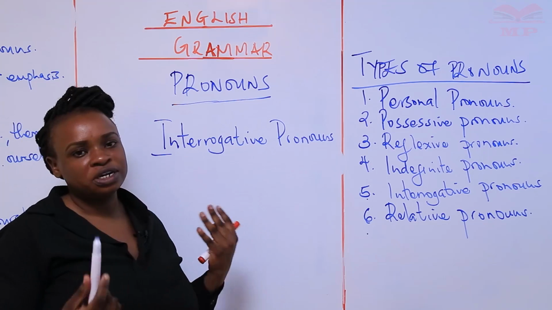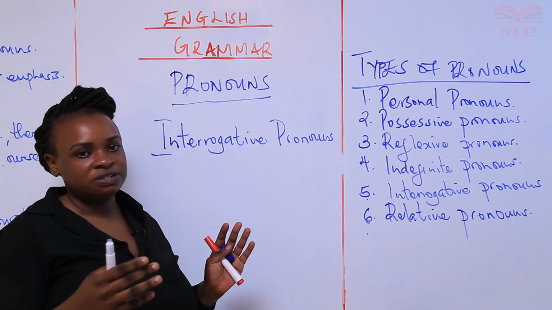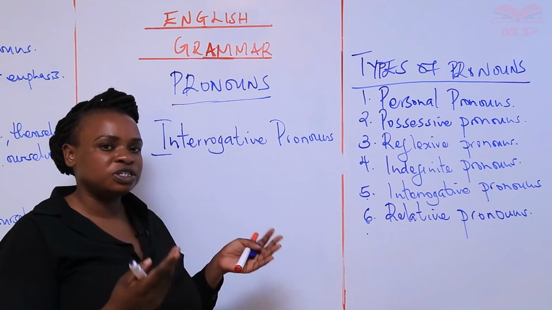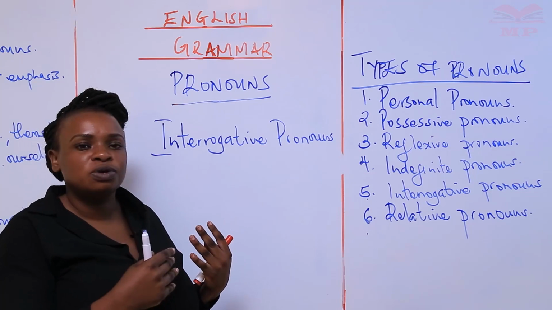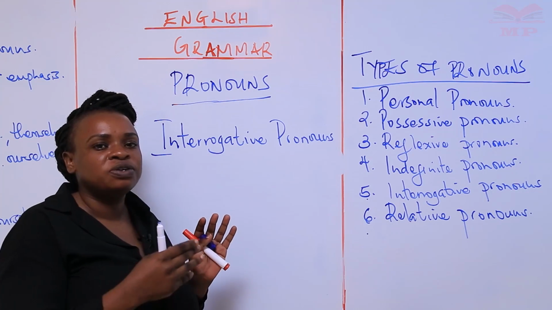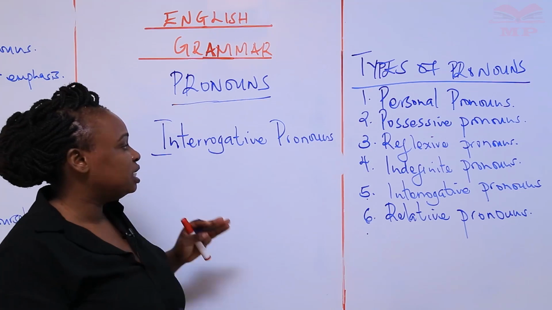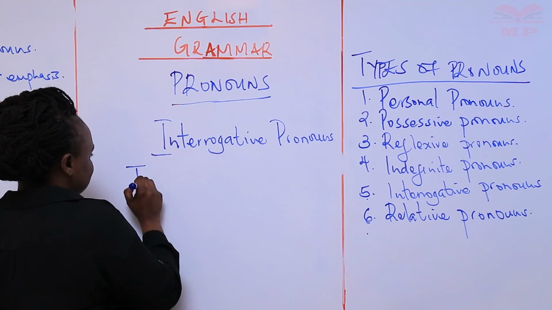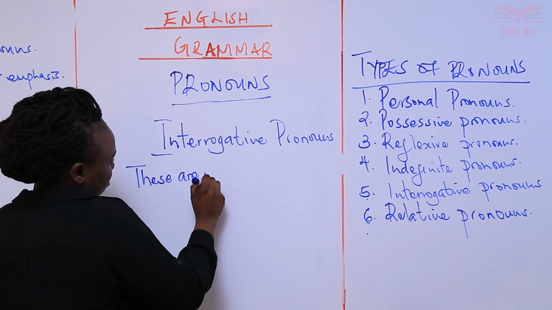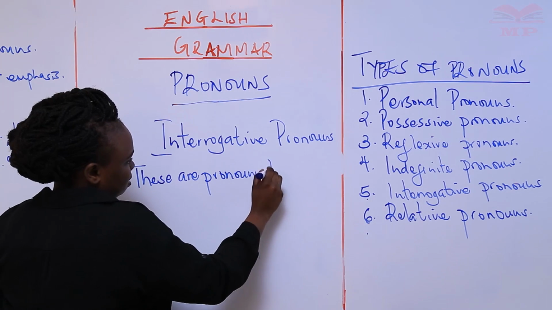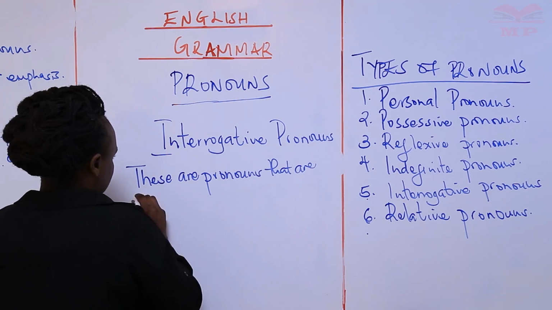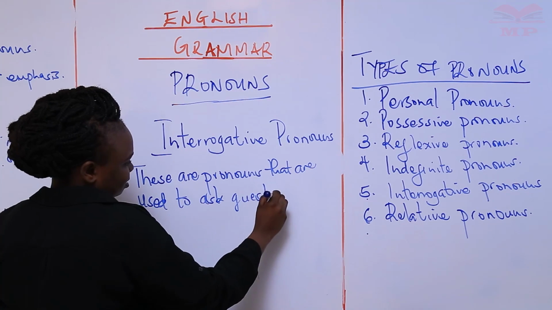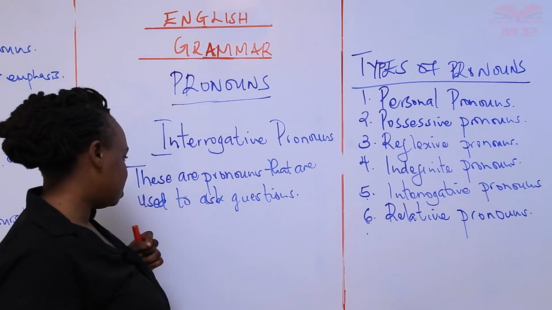So when you are introduced to interrogative sentences, one of the types is a yes or no question. But now here we have the WH question. So that is when you were introduced briefly to interrogative pronouns, because those are normally used when you're asking the WH questions. So in essence, interrogative pronouns are pronouns that are used to ask questions.